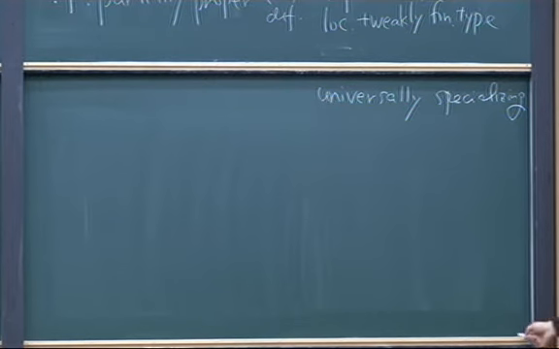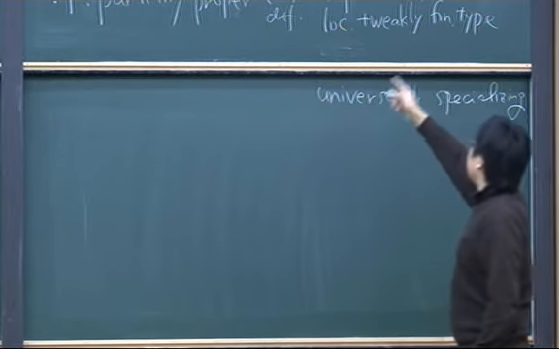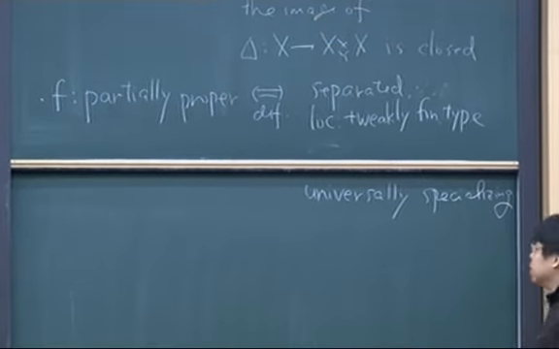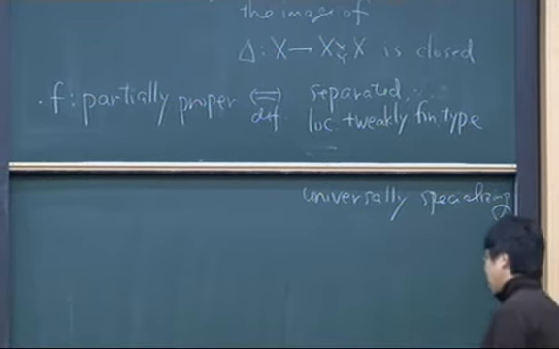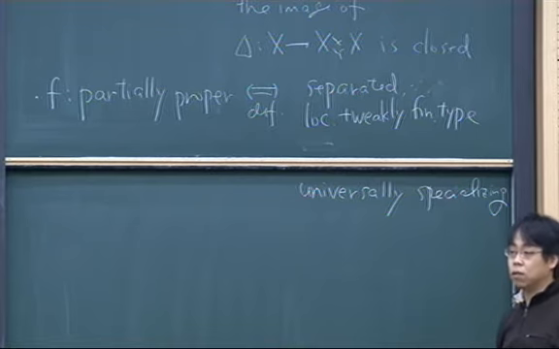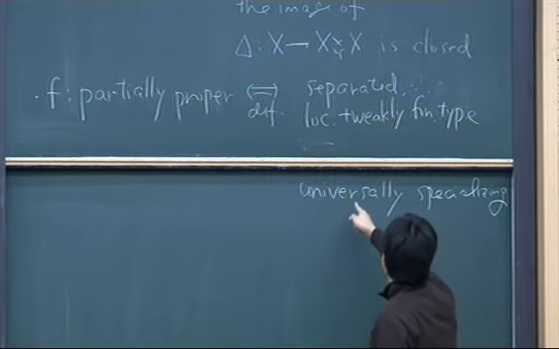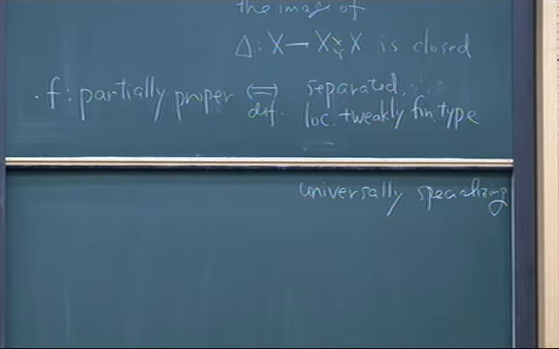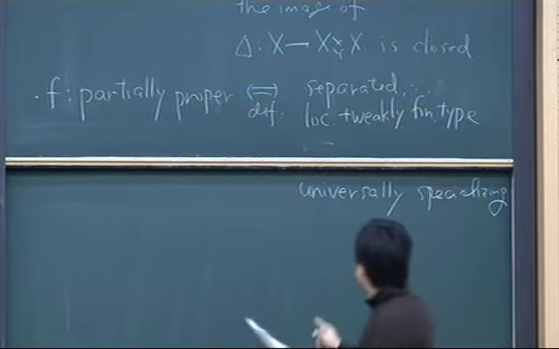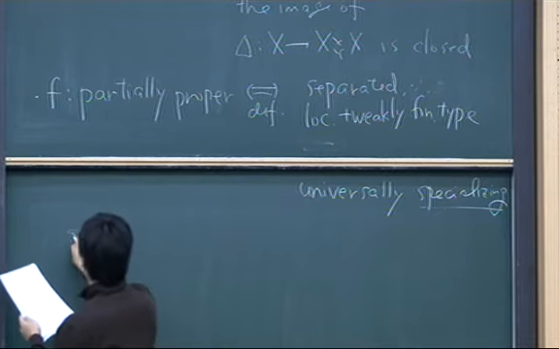Please recall that in the scheme case, the definition of properness means separated, of finite type, and universally closed. The definition of universal closedness is that after arbitrary base change, the map is closed. So in this case it is the same: universally specializing means that after arbitrary base change, the map is specializing. I will explain what specializing is.